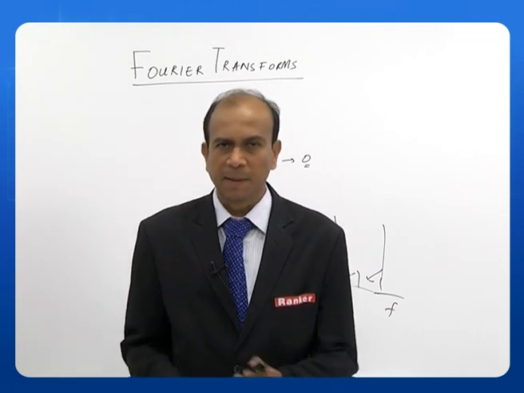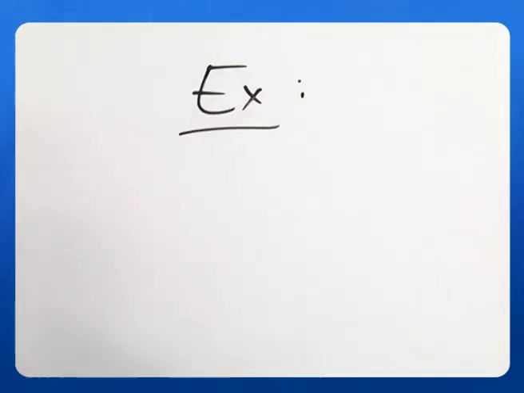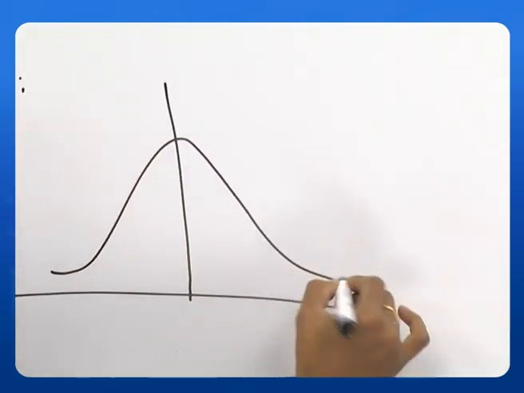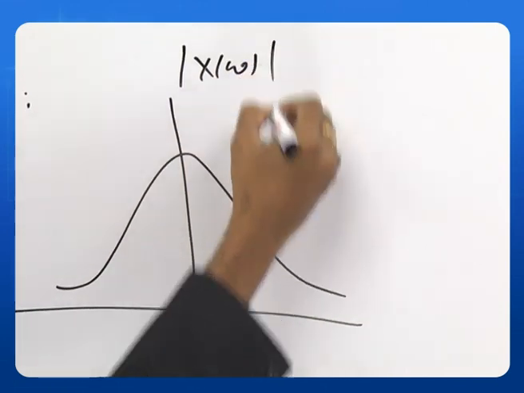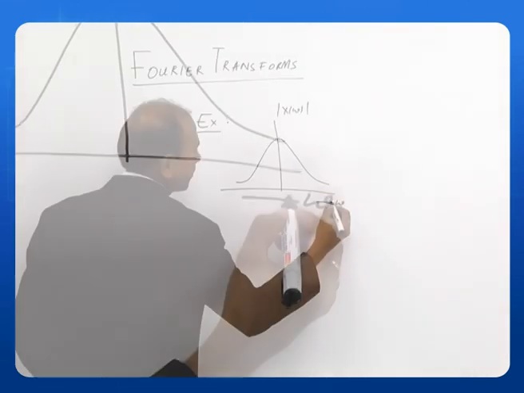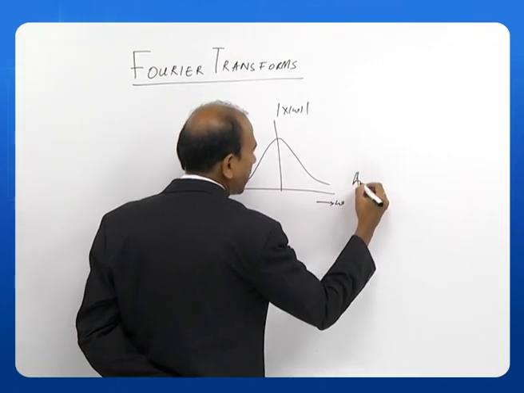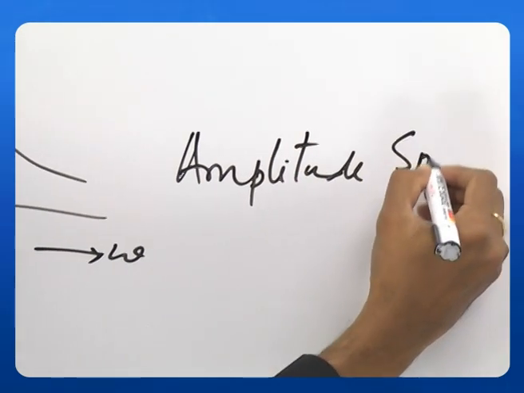We can just see an example here, a small example. Let us take a signal. Let us say I have a signal like this. This is X(ω) versus ω. What is this called? This is called the amplitude spectrum.